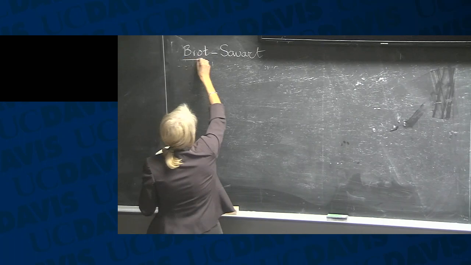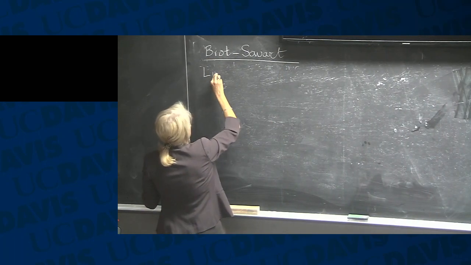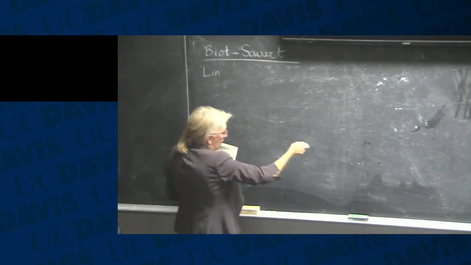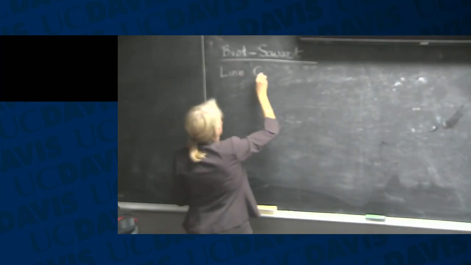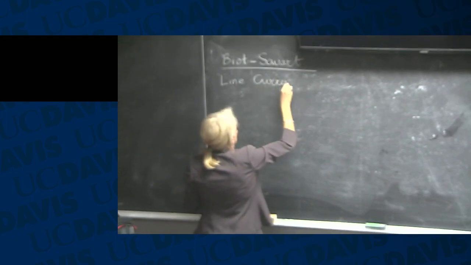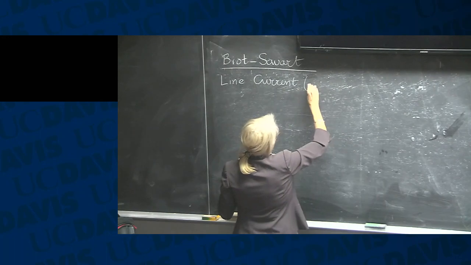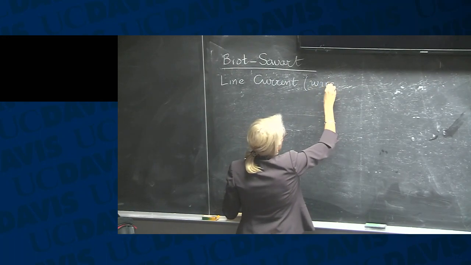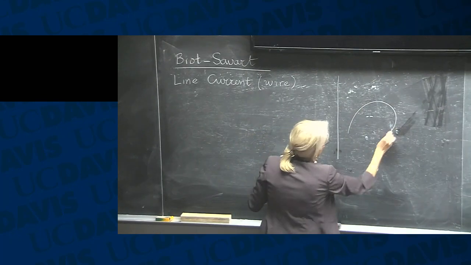And I will define Biot-Savart for line currents. So I mean for a wire, if you like, or a line current. Okay? So for example, the wire is that wire. The wire goes like this, for example. Like this, okay?